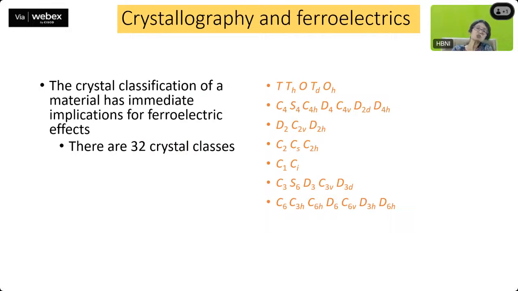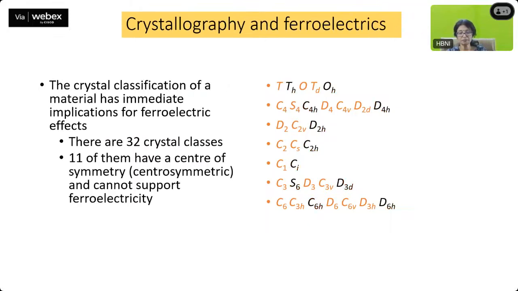Now in the first 2-3 classes of this advanced materials chemistry course, you have done crystallography in some detail. So you know that there are 32 different crystal classes. All these 32 classes are shown over here. This crystal classification of a material will have immediate implications for the ferroelectric effect. Out of these 32 crystal classes, 11 of them have a center of symmetry. That is, they are centrosymmetric, and hence they will not support ferroelectricity. The ones which are centrosymmetric have been highlighted in black over here. The orange ones are the ones which are non-centrosymmetric.